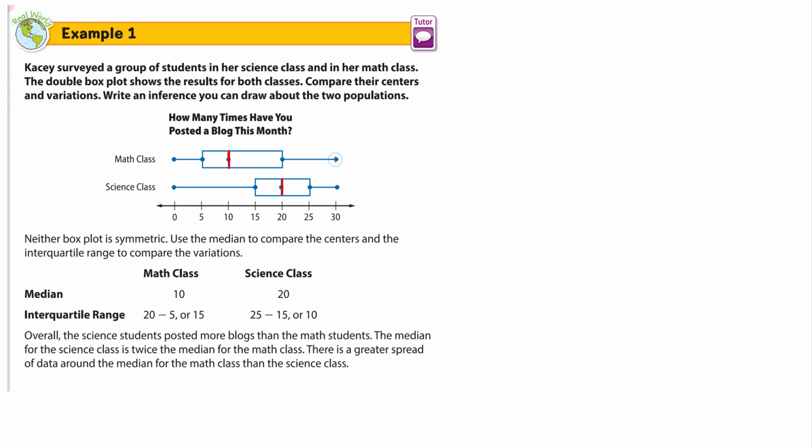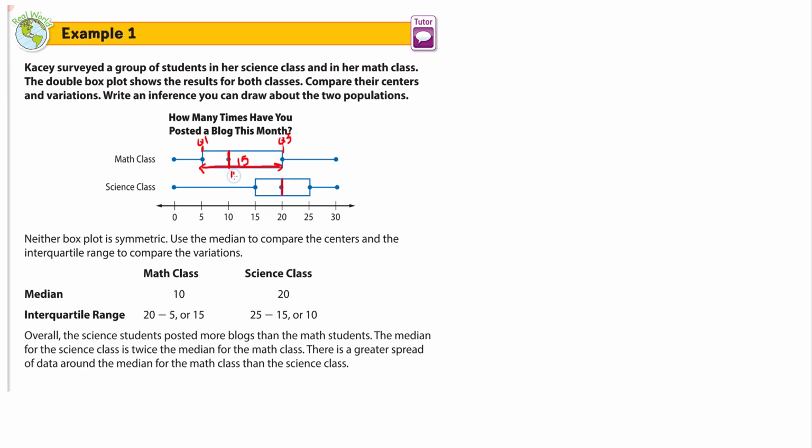We can also see the overall range is the same. For the math class, it's from 0 to 30, and for the science class, it's 0 to 30. The ranges are both 30. So then we can go to interquartile range. But again, that's pretty easy because this is Q1 and this is Q3 for the math class. So it goes from 5 to 20. So 20 minus 5 is 15. This box is 15 long. The length of the box is the interquartile range.